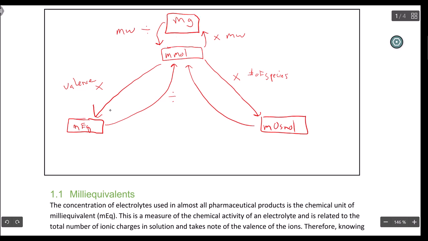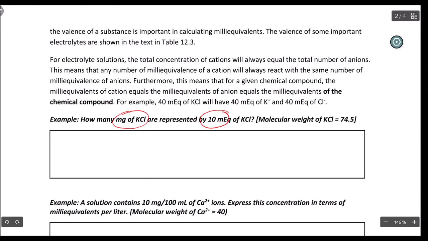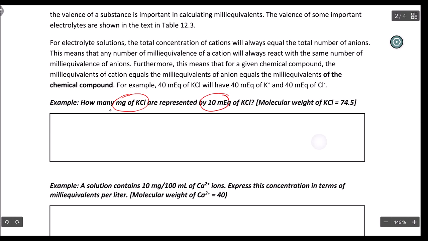I take the MEQs and I divide it by the valence. What's the valence of KCl? Well, potassium is positive 1, chloride is negative 1, so the total valence is 1. It's a total number, positive or negative. Total number is 1. So I would take 10 and I would divide it by 1. What do I get? 10. So 10 MEQs of KCl equals 10 millimoles of KCl.